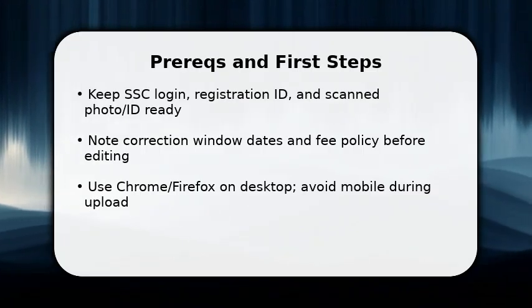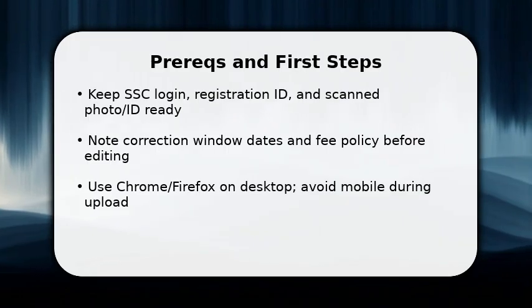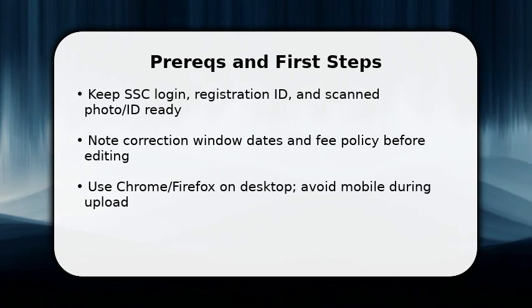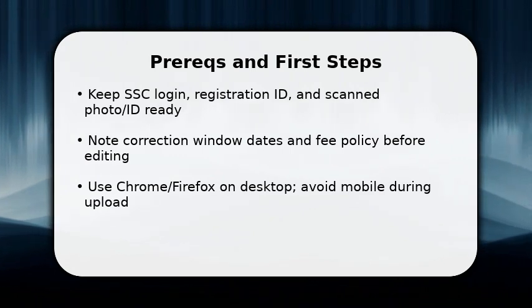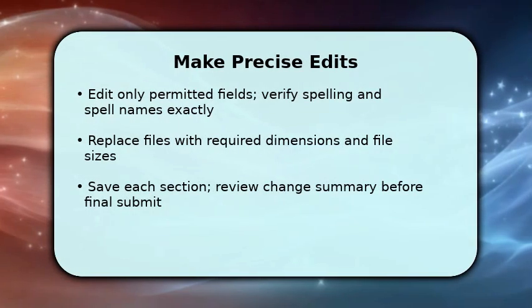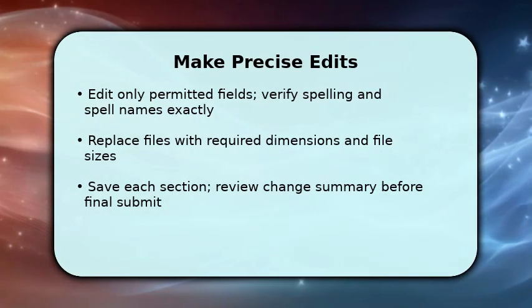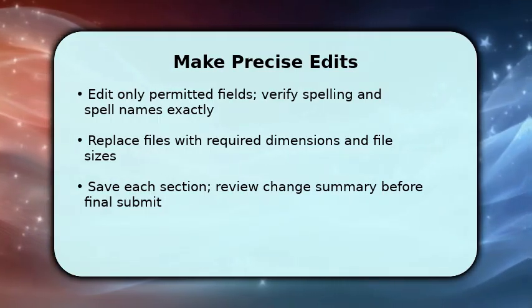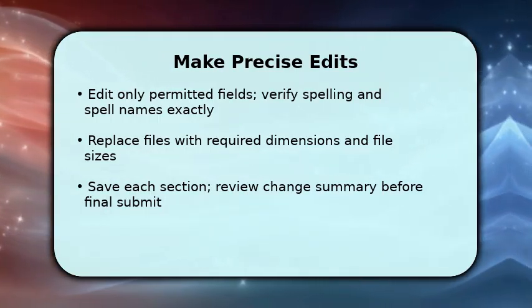Use a desktop browser for stable uploads and have file names short. This prevents upload failures. If fields are grayed out, refresh the page and clear cache, then proceed immediately. Once inside the edit interface, focus on permitted fields only. You cannot change everything. You should correct name spellings, communication details, and category claims where allowed.